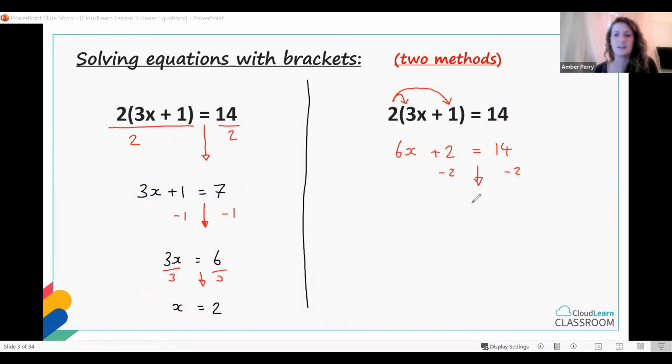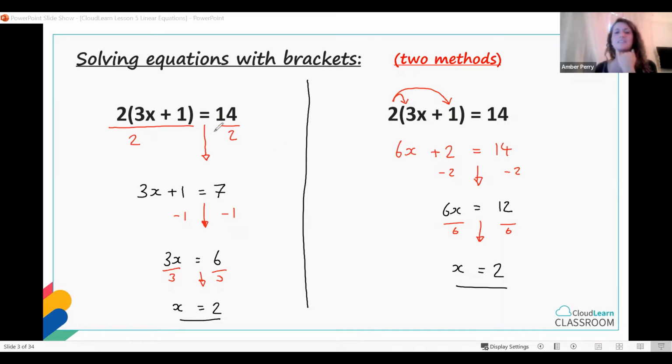Subtract that 2 there, okay. 6x equals 12. And then the next line, divide by 6, so that x is equal to 2. Okay, so you can see exactly the same question, exactly the same answer, but 2 methods, and it's entirely up to you, really. You can choose the method that you find easiest.